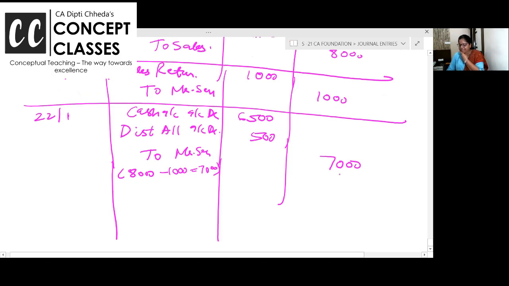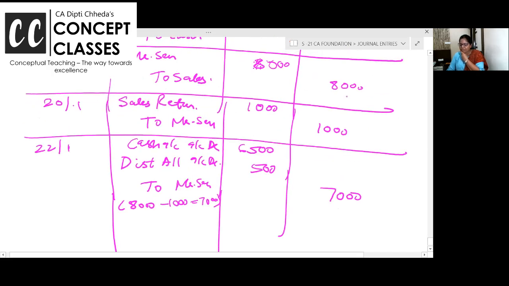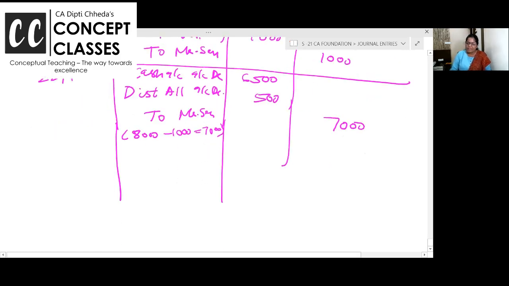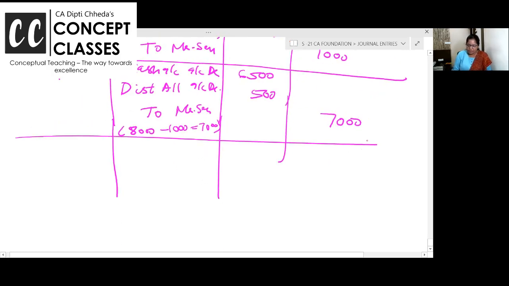Mr. Sen, 7,000. Okay? 8,000 I have sold the goods, 1,000 he returned. Here, Mr. Sen debit 8,000, Mr. Sen credit 1,000. Now Mr. Sen credit 7,000. But against that, cash is coming in 6,500. So 500 rupees is the discount allowed.